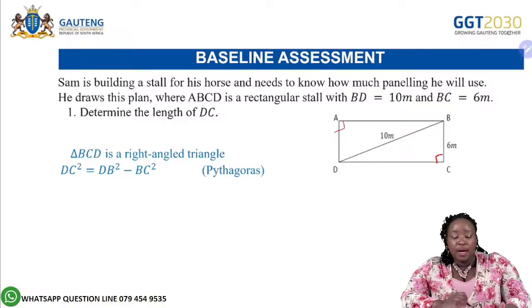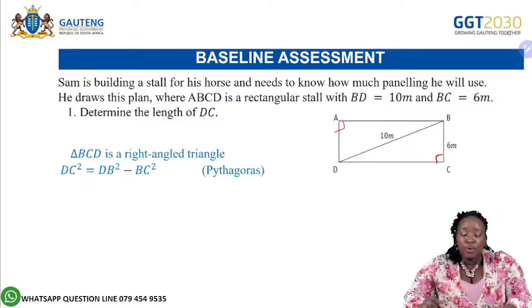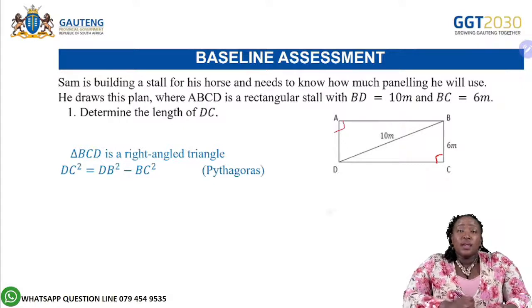all right? Now, you know the standard theorem of Pythagoras would have been the hypotenuse squared is equal to BC squared plus DC squared, right? And your hypotenuse here is DB, okay? But now we are looking for DC, therefore we have to use the hypotenuse and subtract the other side. So we'll say DB squared minus BC squared.